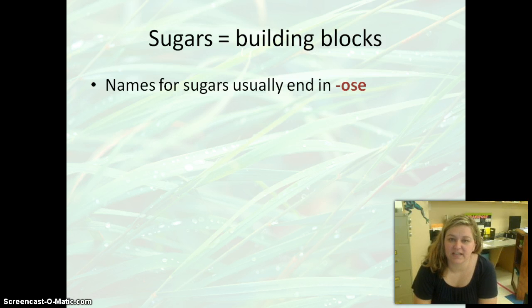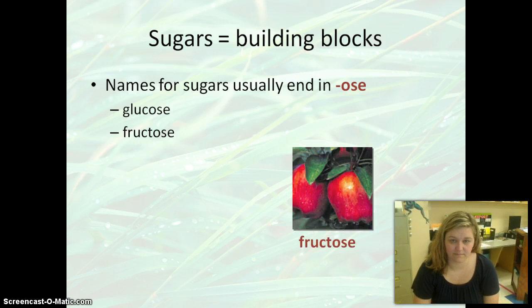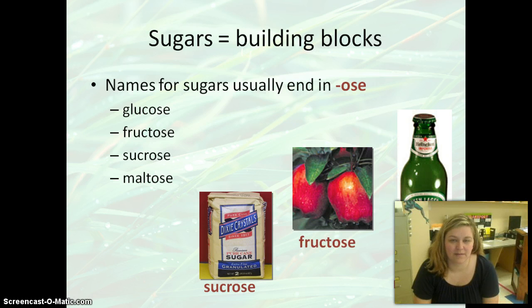Names for sugars usually end in "-ose". One of your vocab words is the suffix "-ose". "-ose" means sugar. So glucose, fructose. Here we have fructose. You hear about high fructose corn syrup? There you go, it's right there. Sucrose. Sucrose is sugar. It's the same thing that your mama puts in the sweet tea whenever she makes it. Maltose. Maltose is what makes malt beer.